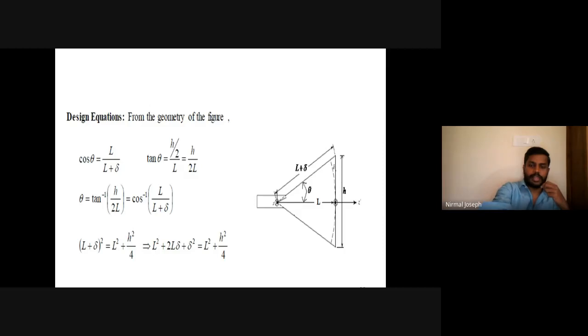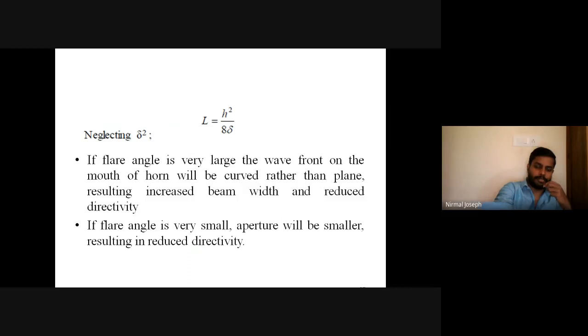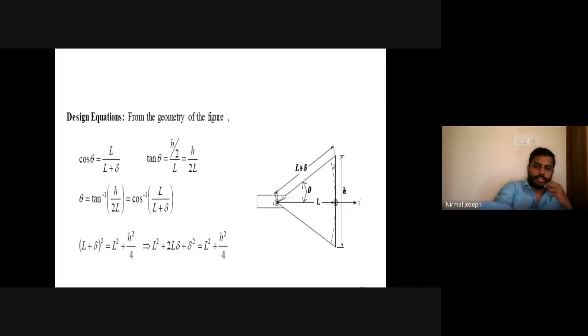The horn antenna is flared from here, and theta is the angle, and L is the total length of the horn. This dotted line is the wavefront. You can see the wavefront is gradually becoming a circular wavefront. Since it is opened like this, the wavefront will become circular gradually. So this delta is the distance between the actual wavefront and the edge of the horn.